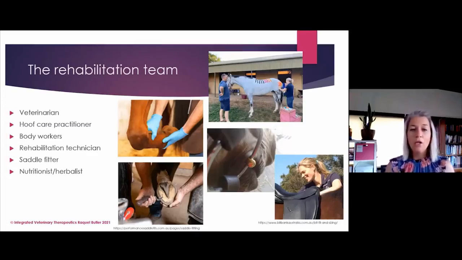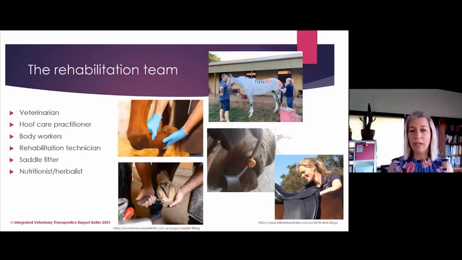pain. Your body workers are super important, and often the body worker is the person who is, well, in my position anyway, obviously I'm a vet as well, but often the person who's overseeing and supporting the client the most, because I'm there involved in it the most, and being the in-between person. Hopefully in the future we'll have rehab technicians that can help you with the specifics of the exercises and make sure that they're all being done correctly.